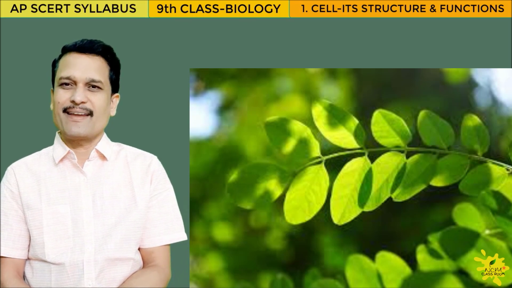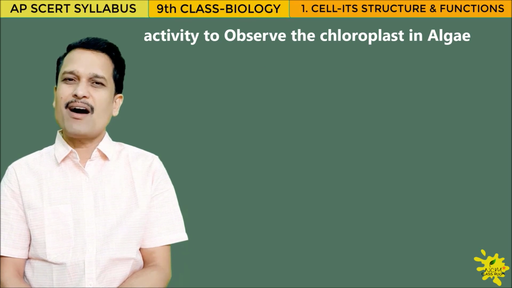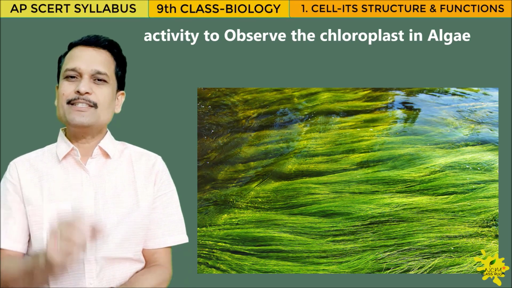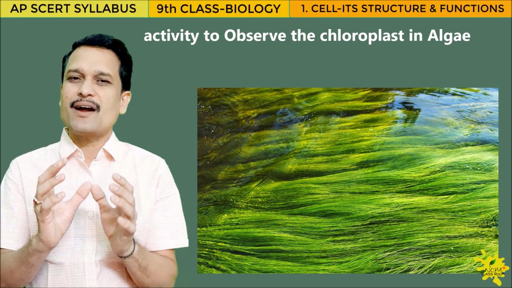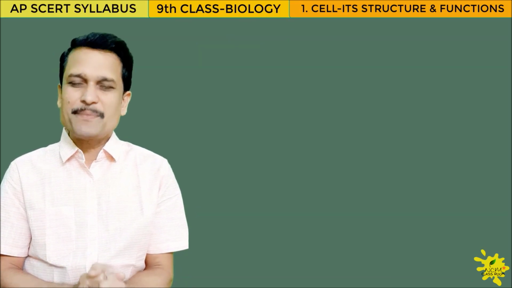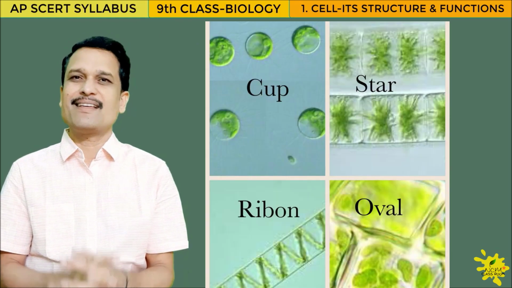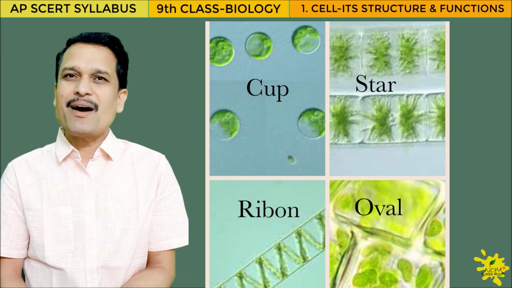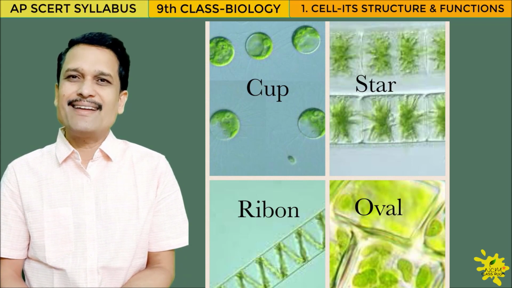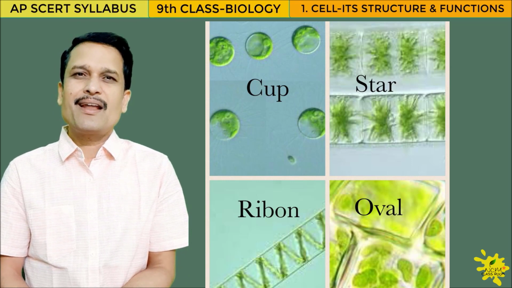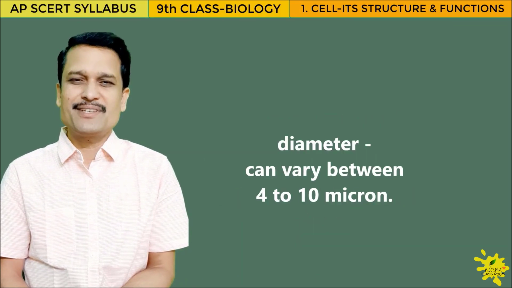Observing chloroplast in algae. We can collect some algae from a pond and separate out thin filaments of them. Place these filaments on a slide. Observe it under the microscope. See the different shapes of chloroplasts in the plants. They are disc shape, oval shape, etc. And in some algae, they look like ladders, stars, spirals or reticulate. They are about 4 to 10 microns in diameter.